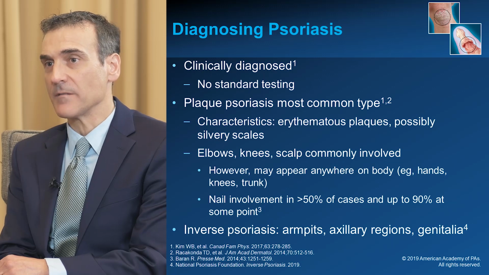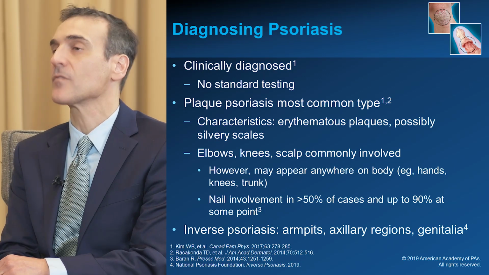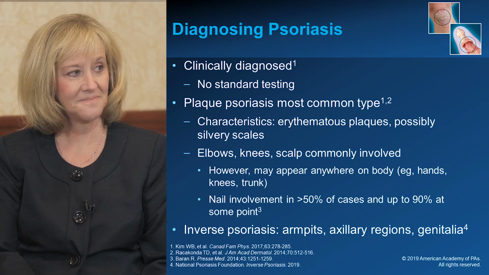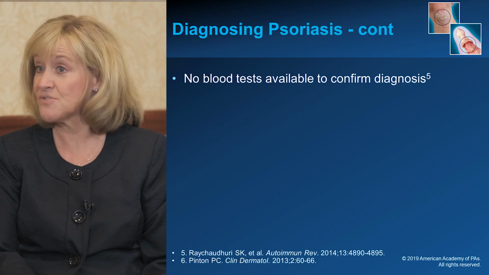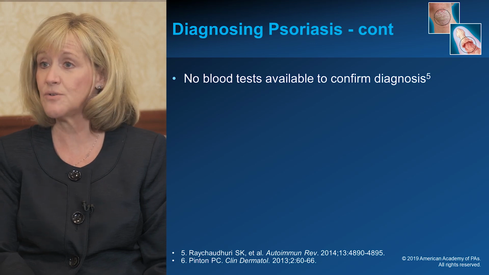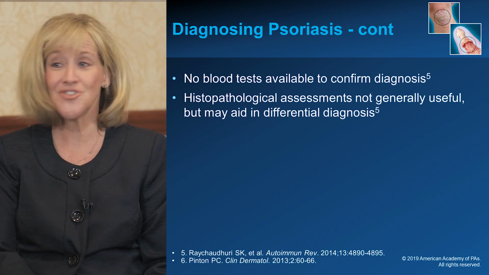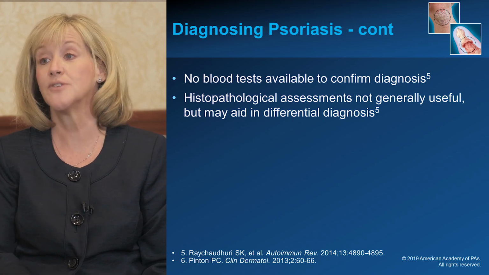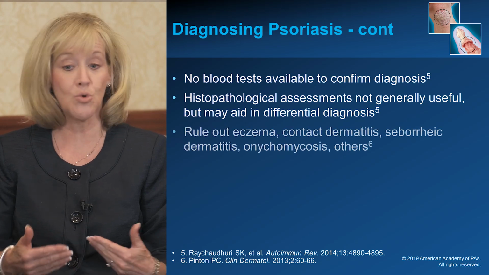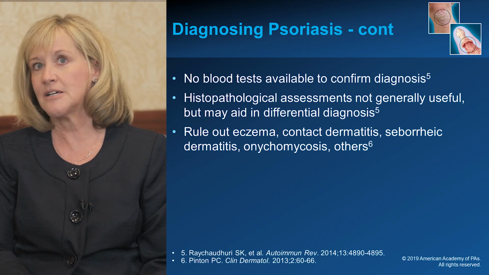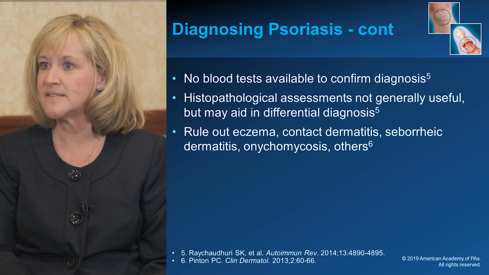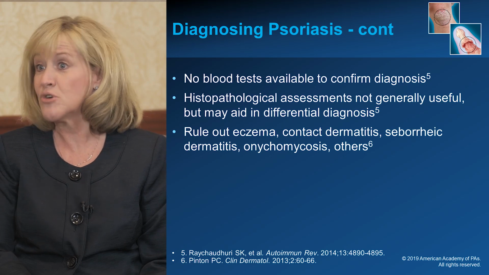That's exactly right. And there are other forms of psoriasis, what we consider inverse forms of psoriasis, which will be in the armpits and the axillary regions. Genitalia is another key place too, so always checking those areas is important. And I would agree 100%. Clinical assessment is key when it comes to psoriasis. There are no blood tests that can confirm the diagnosis. And with regard to histopathological assessment, many times that is just not useful. Where it is useful is with a differential diagnosis, for instance, ruling out perhaps eczema, contact dermatitis, seborrheic dermatitis, as well as other types of skin disorders, onychomycosis.